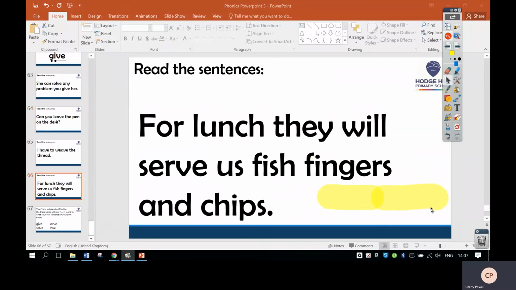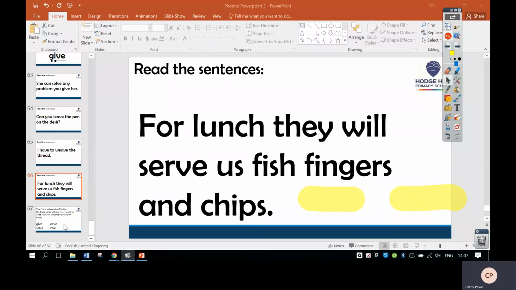Okay, let's just move this out of the way. For lunch, they will serve us fish fingers and chips. So your turn to join in with me. For lunch, they will serve us fish fingers and chips. I'm going to give you a few seconds to find the word and write it down that has the V sound. Right, let's check if you were right. The word that has the V sound is actually serve. So well done if you got that correct.